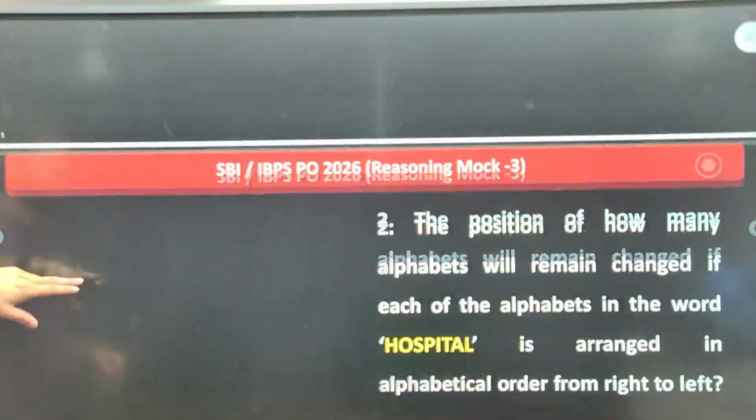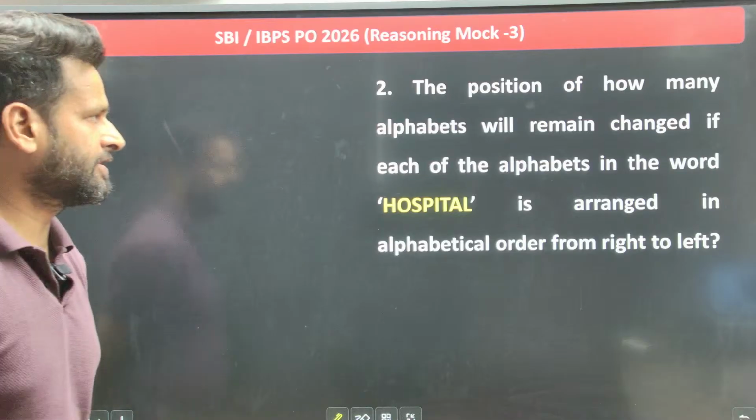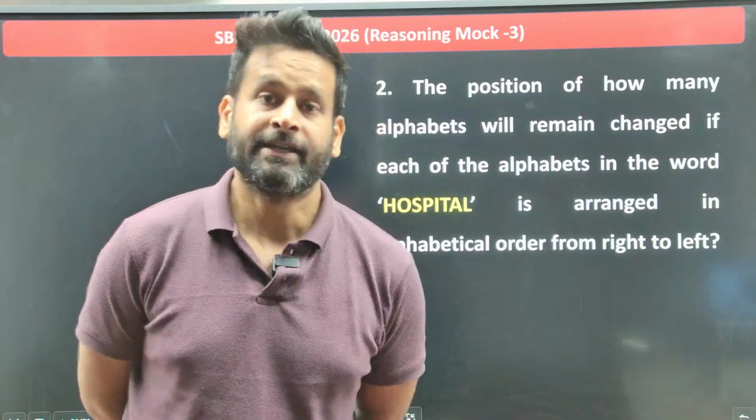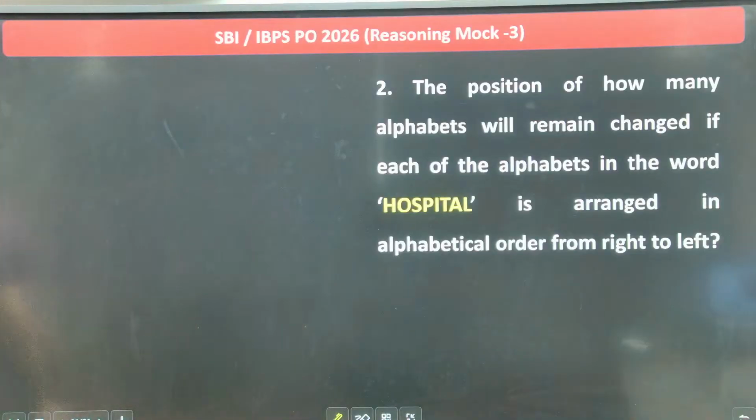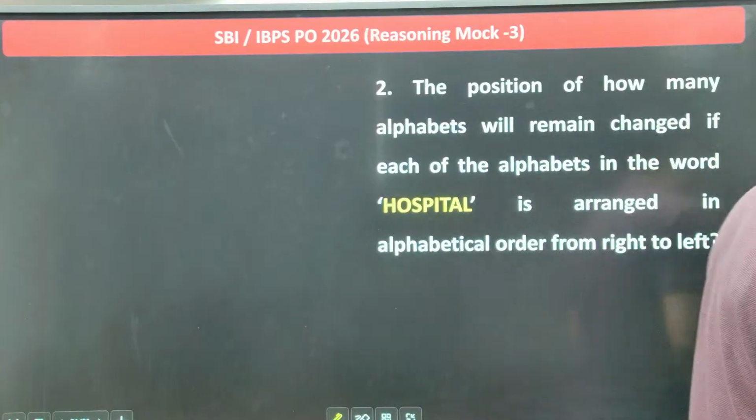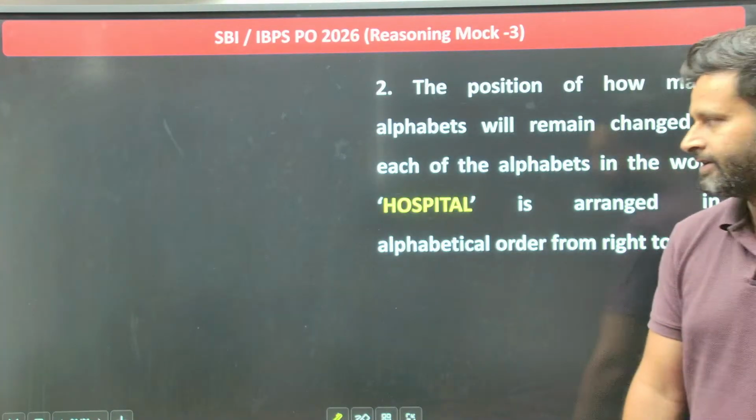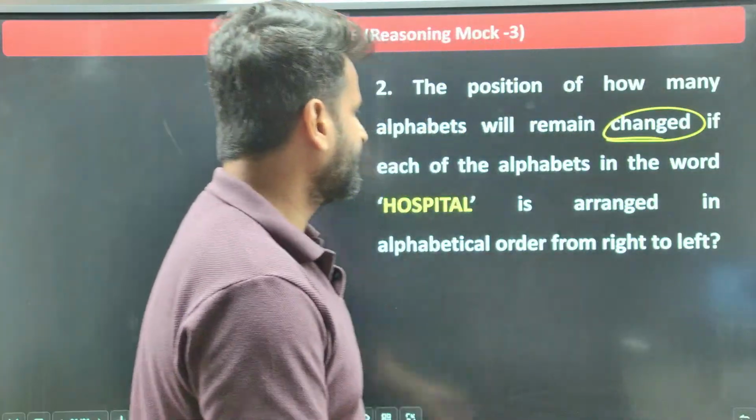Moving forward, second question. 30 questions total we are going to solve. The word given to you is hospital. Read it very carefully. There is a chance that I might have changed something, so this might not be exactly the same question as before. Position of how many will remain changed or unchanged? Now I have made this as changed. How many alphabets' positions have changed?